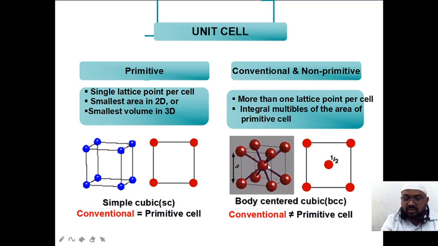And exactly at the center, you will have one more atom, or lattice point. So more than the atoms residing at the corners, there is one extra atom, exactly at the center of the unit cell. We call that body centered cubic. Schematically, this can be represented in this format. This is called a non-primitive unit cell because the atoms reside not only at the corners, but also exactly at the center.